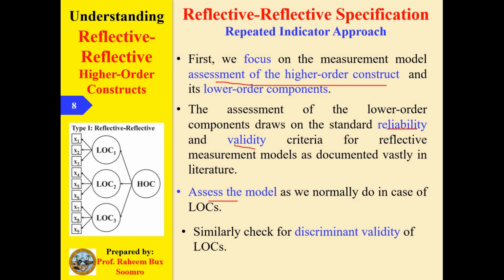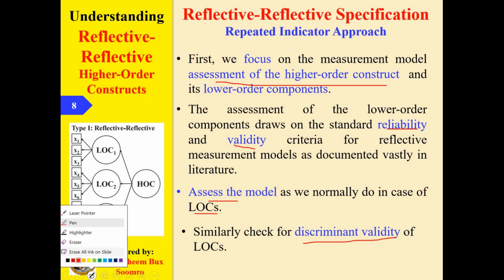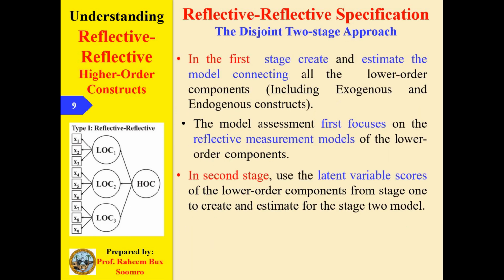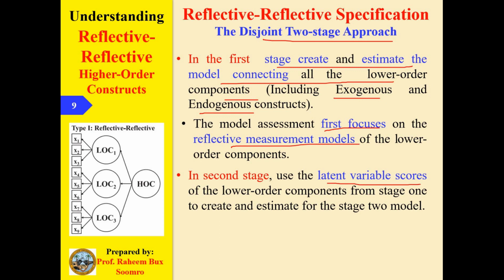In this regard, first we have to assess the lower-order construct, and then assess the discriminant validity of all the lower-order constructs. Then we apply the disjoint approach. In the first stage, we create and estimate the model connecting all lower-order constructs with the components, including exogenous and endogenous, like the independent variable and the dependent variable. In the model assessment, first we focus on the reflective measurement model of the lower order, and in the second stage we take their latent variable scores.